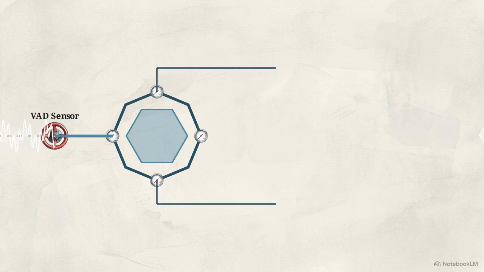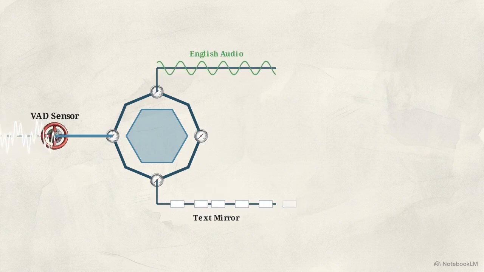This schematic shows how we control the flow of information. The feed cycle starts with voice activity detection, which acts like a highly sensitive flow sensor. It only opens the pipeline when the patient is actively speaking. Once the data enters the reactor, it generates two products at the exact same time: an English audio stream you can hear, and a mirrored text transcript of everything that was said.